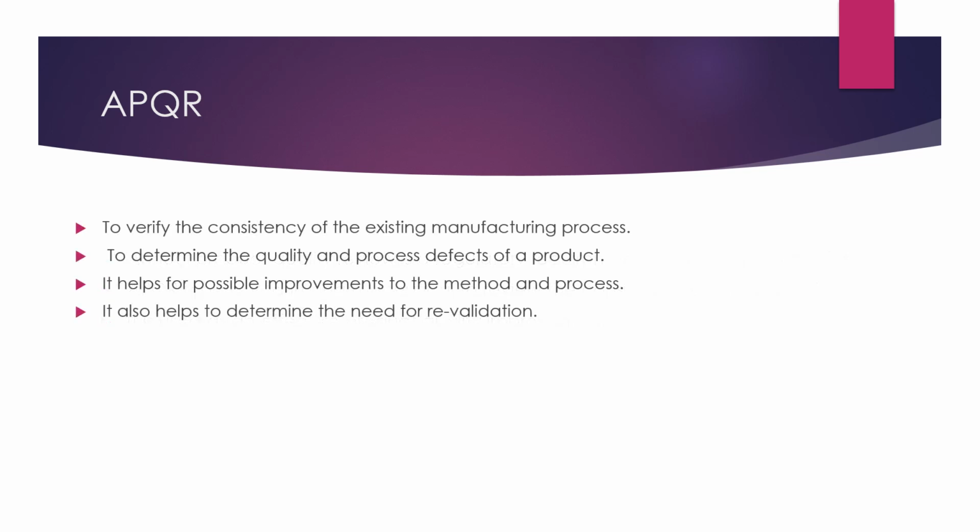So here are some of the points that we can go through. To verify the consistency of the existing manufacturing product, to determine the quality and process defects of a product, it helps for possible improvements to the methods and process. It also helps to determine the need for revalidation. So in all these cases, to maintain the consistency, to identify any defects, or for improvements or revalidation, this APQR will be helpful.